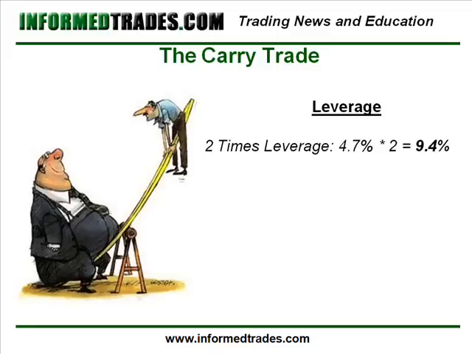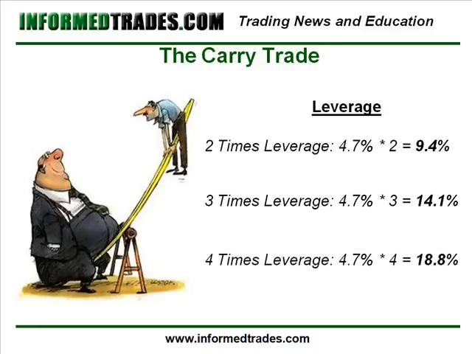Taking this a bit further, if I increase the leverage to a more aggressive 3 to 1, that would put my return from rollover at 14.1%, and if I up the leverage to an even more aggressive 4 to 1, that would put me at 18.8%, a return that handily beats the average long-term return of the U.S. stock market. When people first see this, many times their initial reaction is one of excitement, which makes them want to jump right into a trade.